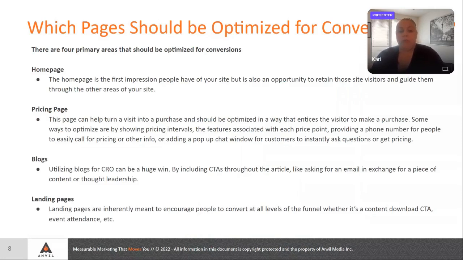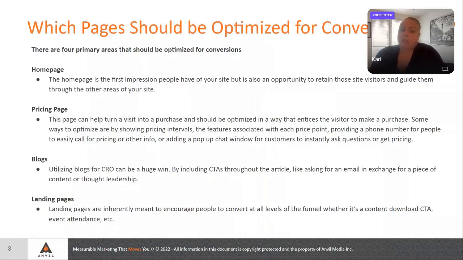providing a phone number for people to easily call for pricing or other information if they're having any trouble on the site, or adding a pop-up chat window so that they can instantly ask questions and get help as they need it. It just helps improve the user experience, and it makes people more likely to buy when they can easily ask questions and get any problems solved quickly.